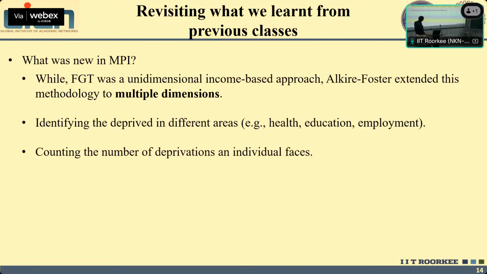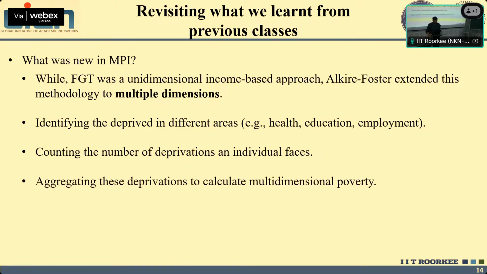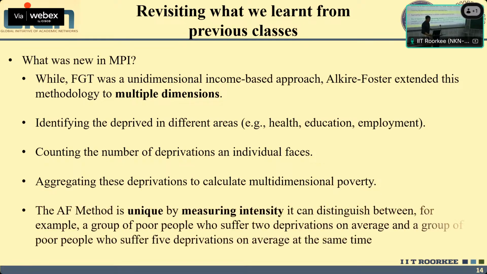So by counting the number of deprivations an individual faces in a household, we can identify the extent of poverty in a household across different dimensions, including the major three which we just mentioned. Aggregating these deprivations, we can calculate multidimensional poverty. The Alkire-Foster method is unique in emphasizing the intensity of the indicators as well.